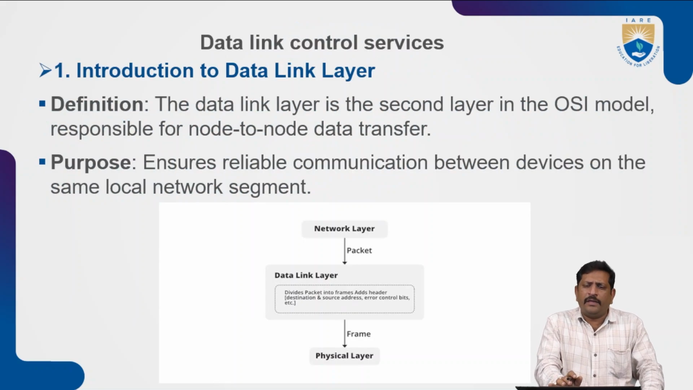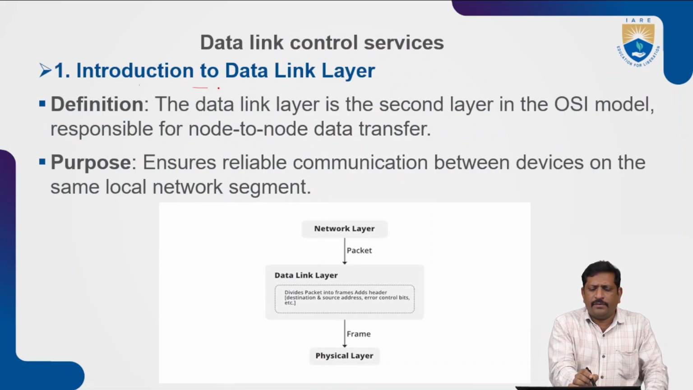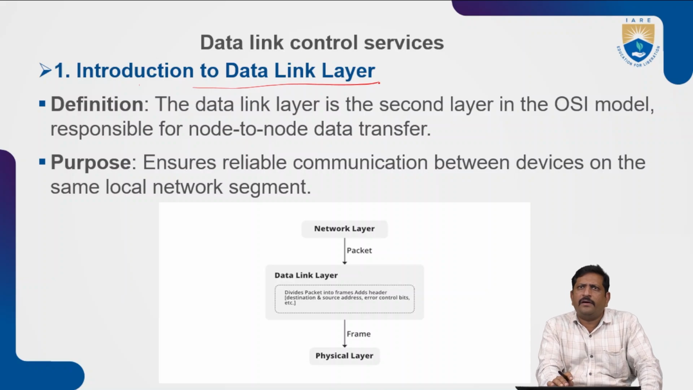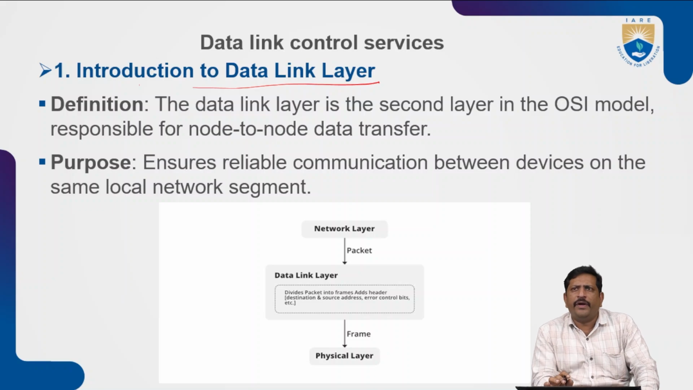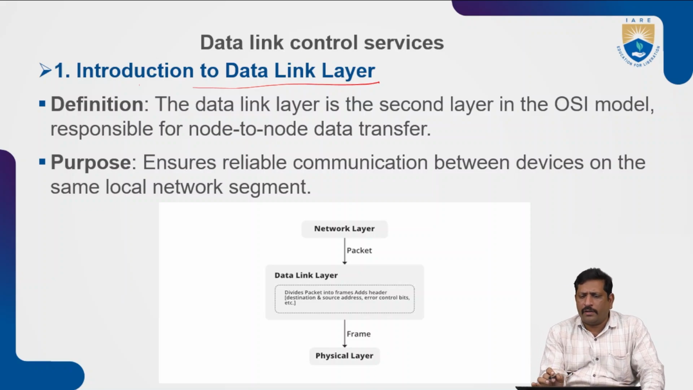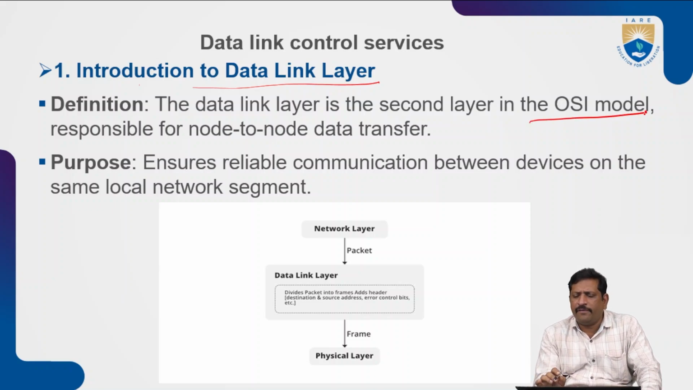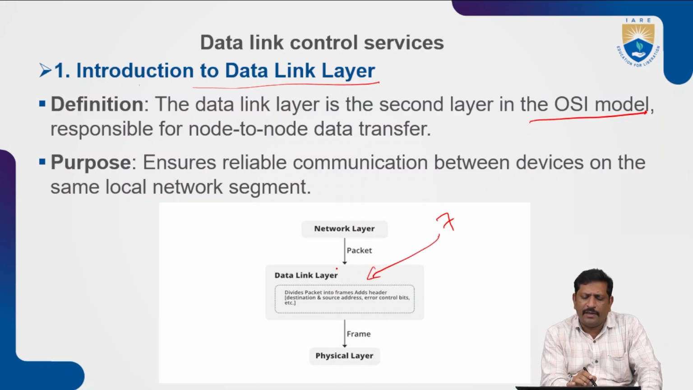Introduction to data link layer. The definition of the data link layer is, the data link layer is the second layer in the OSI reference model, which has 7 layers. From that, the data link layer is the second layer.